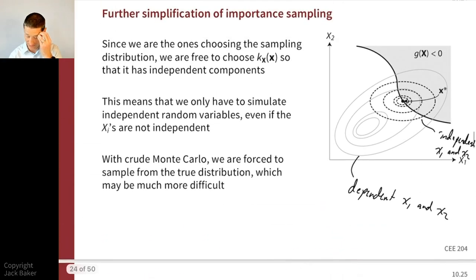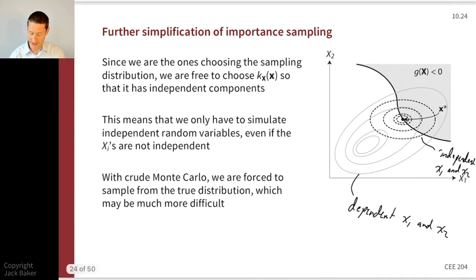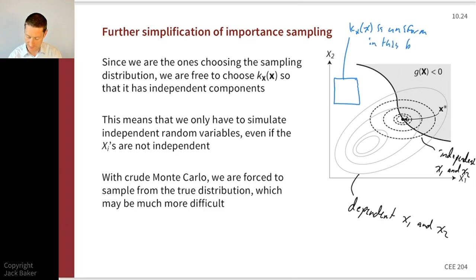Let's go look at a picture here. We'll just pick this picture to have something to look at. If I picked a sampling distribution like this, just to really push the limit, let's say k of x is uniform in this box. Okay. So that would be a bad choice, right? I'd sample a bunch of points in here and I wouldn't sample anywhere else. Anything in there is equally likely, just to keep it simple for purposes of discussion. I'd never sample anywhere else, so I would get a zero probability of failure. And that wouldn't be the correct answer.